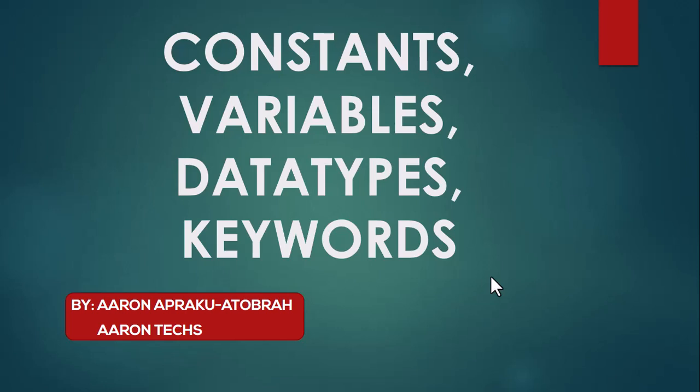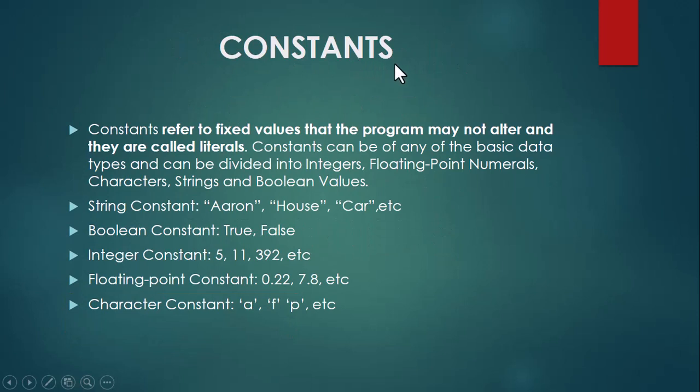Alright, so let's just dive into the program for today. We first talk about constants. Constants refer to fixed values that the program may not alter, and they are called literals. Constants can be anything you've already defined that cannot be altered or changed. So it means that thing is constant.